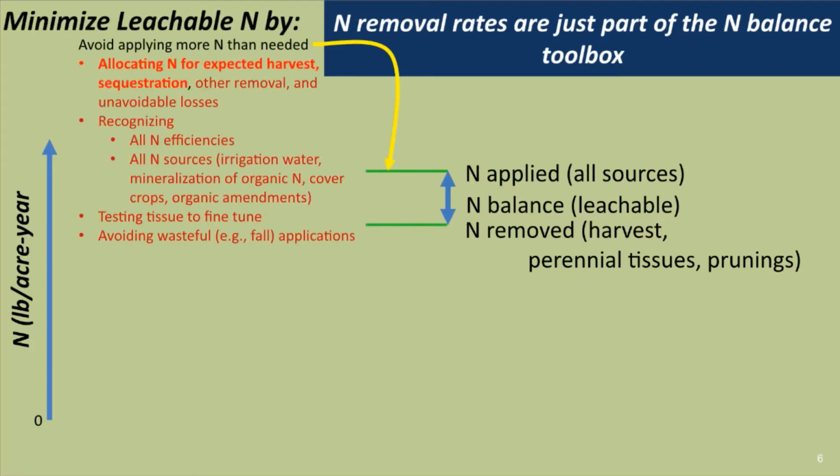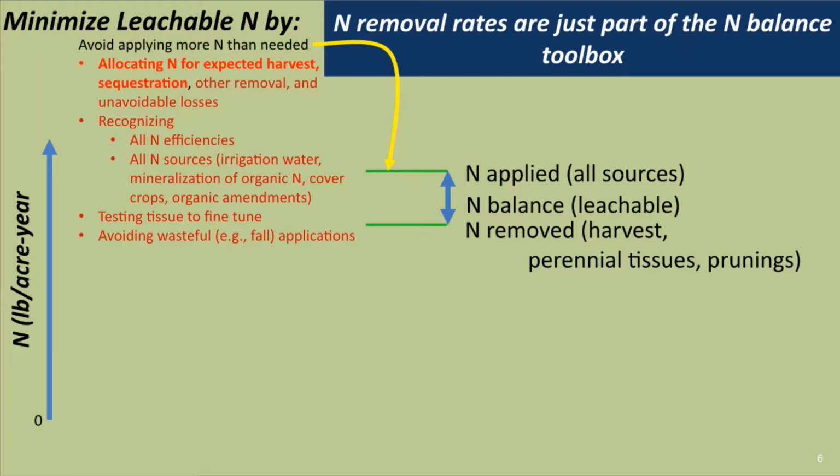Well, it turns out that most of the tools are the same things we do to try to grow our crops productively. We try to avoid applying N inefficiently. We try to avoid applying more N than is needed by allocating N for harvest, sequestration, and other removal and unavoidable losses. We need to recognize all the N efficiencies. For instance, if we're irrigating very carefully, we may not need as much N because we're washing less of it through our root zone and our crops have a better opportunity to absorb it.